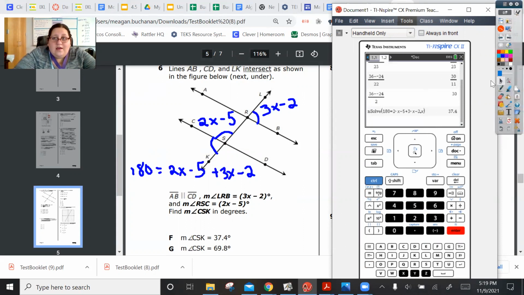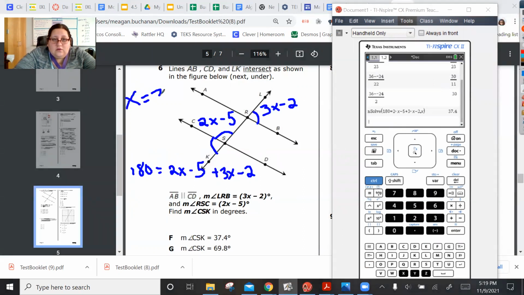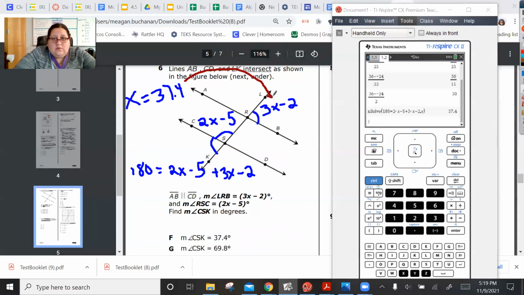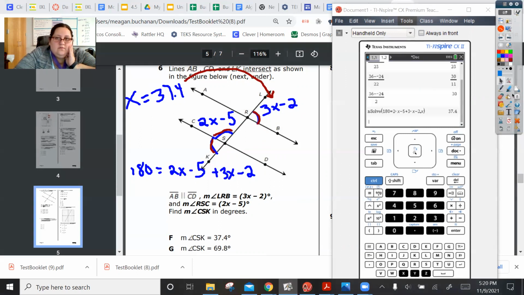That is what x equals. So you're not done. X equals 37.4. So you might have seen that and thought you were done. You're not. Now you got to take this 37.4 and plug it in to this equation here, because that's the one that's congruent here. Okay, those are congruent. This is not congruent. That's going to be supplementary. So we're plugging in here to find out what our angle is.